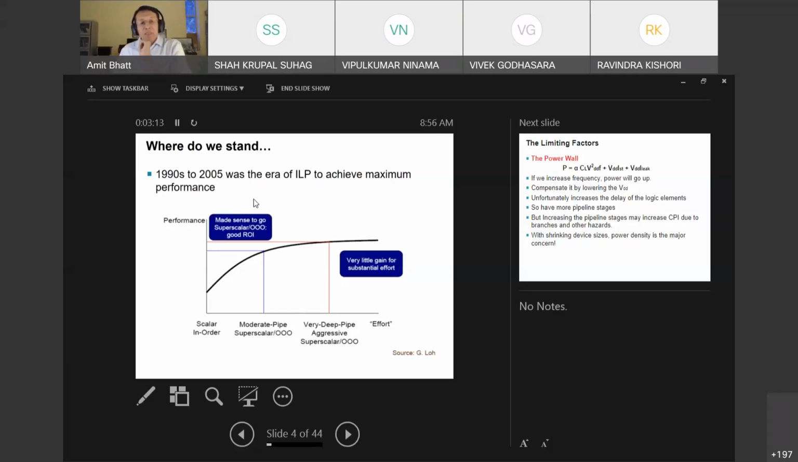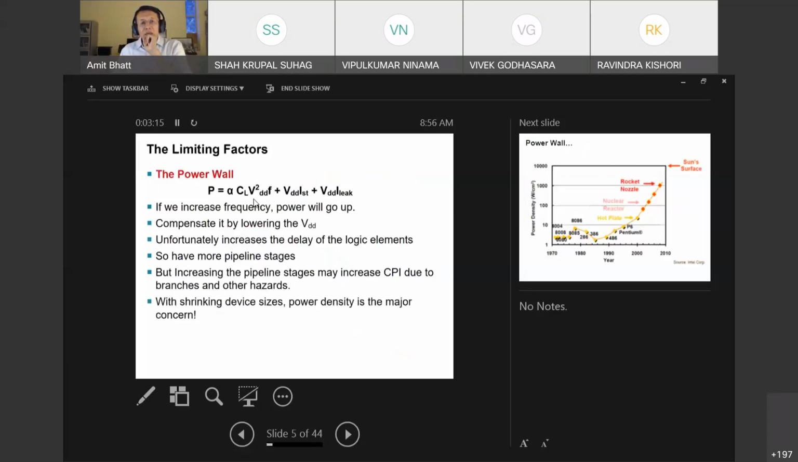Along with that came other problems. What are those problems? The first problem was known as the power wall. The progress of making faster and faster processors hit a wall. In fact, it hit several walls. And a wall means an obstruction, it cannot go beyond it. Why could it not go beyond it?